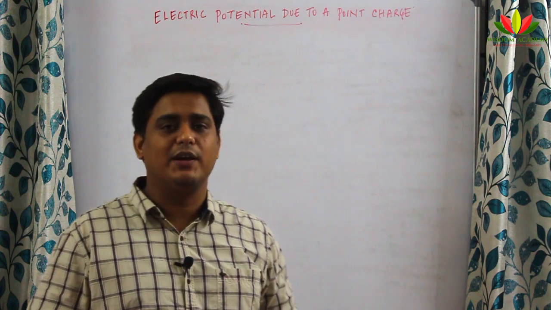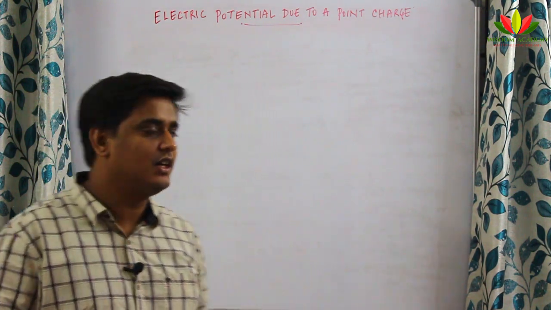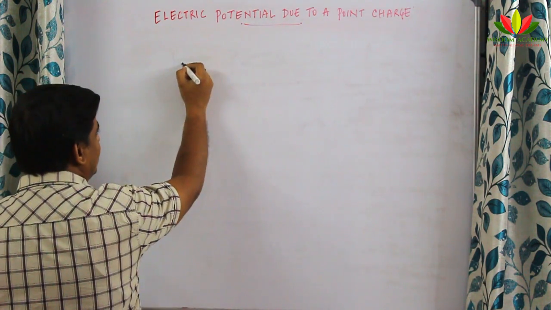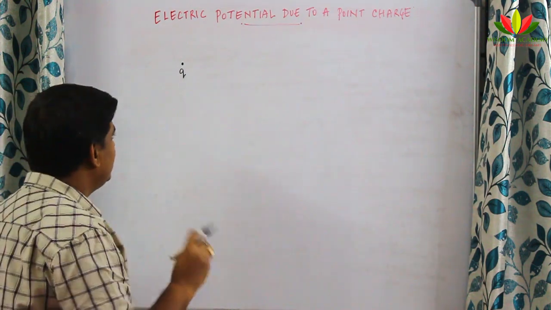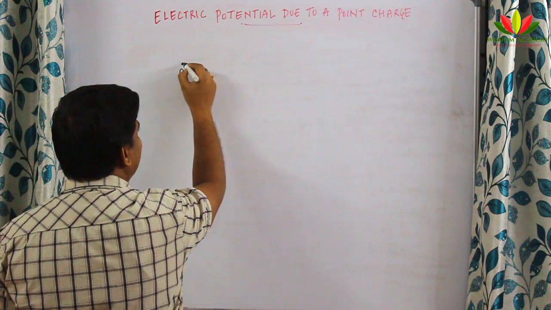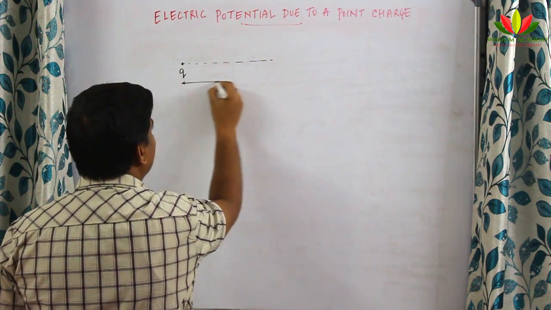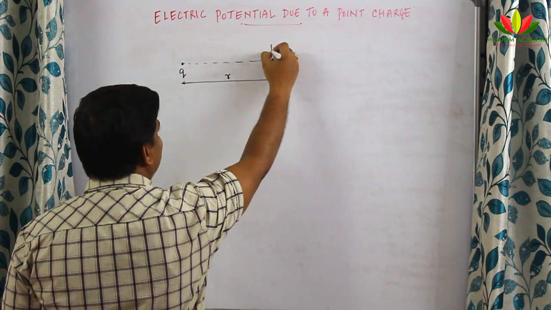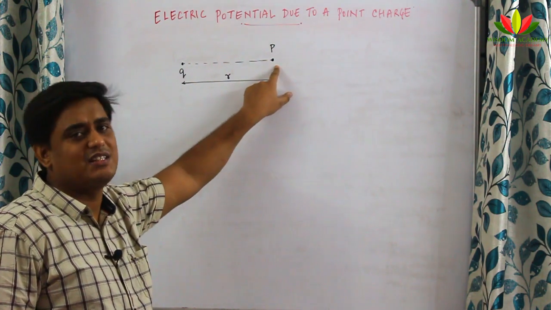Now we will try to find out the electric potential due to a point charge. We will find the mathematical expression for that. What is the potential due to a point charge? So let me take a point charge for that, let it be Q here, placed at any location. Then what do I want to find? I want to find the potential at a distance r away from that point, and let me name this point as P.